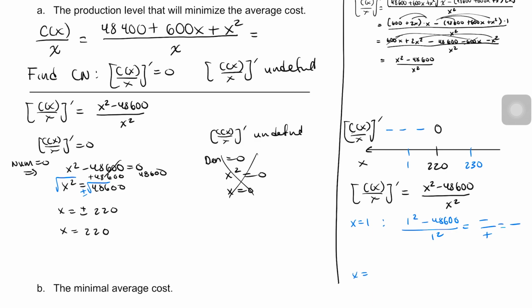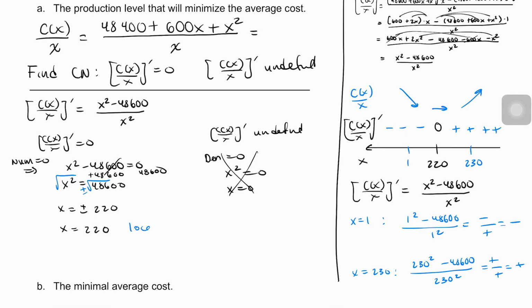For x equals 230, this will be 230 squared minus 48,600 over 230 squared. The bottom part will be positive and the top one will actually be positive, so this will be positive over positive, which is positive. So the original average function here will be decreasing and then increasing, which means it's a local min. So here we have the location of a local min, right?